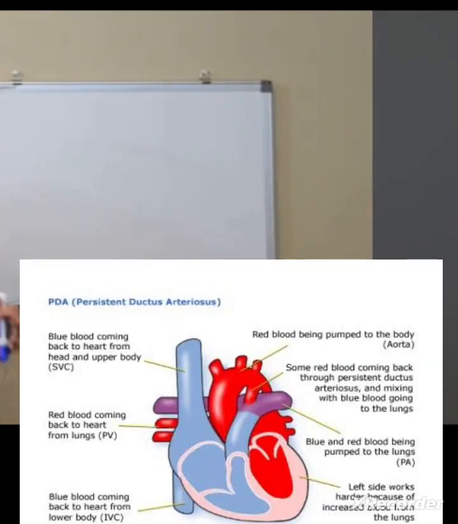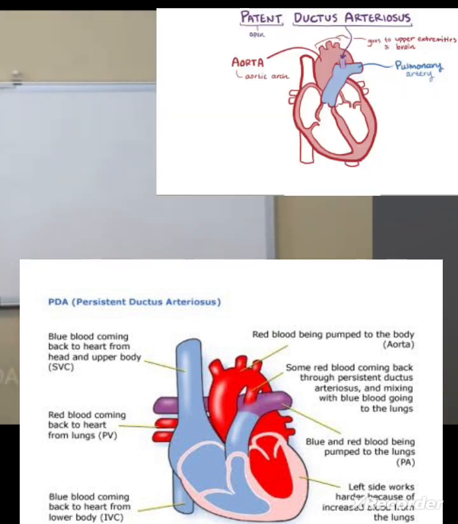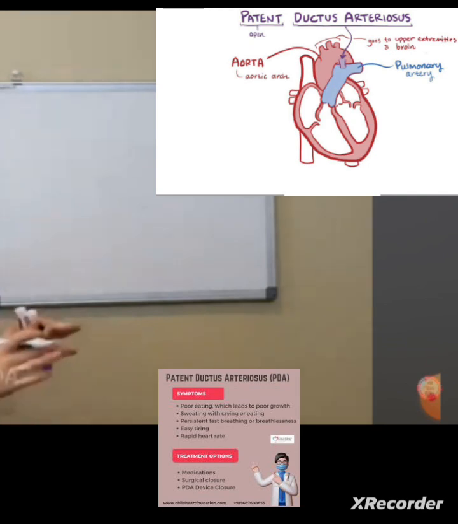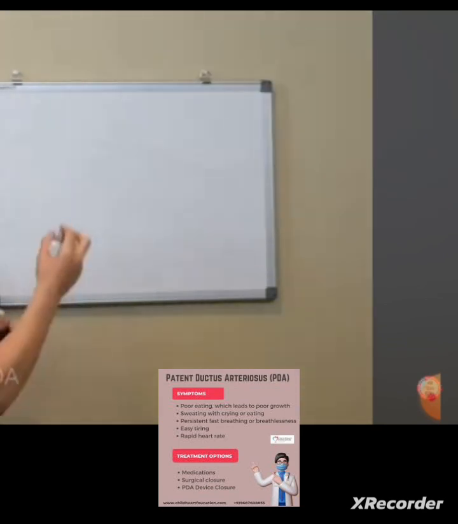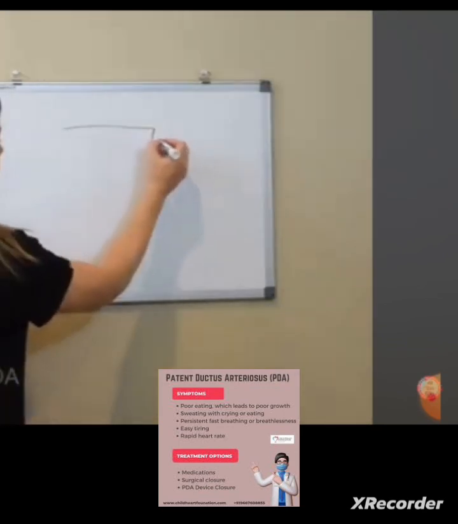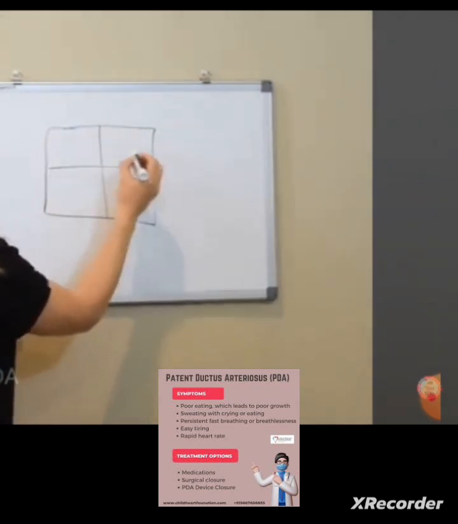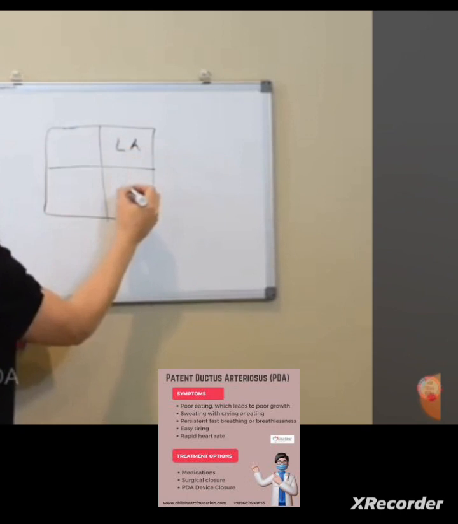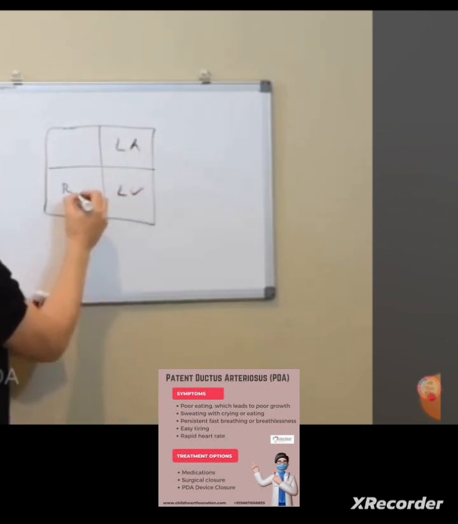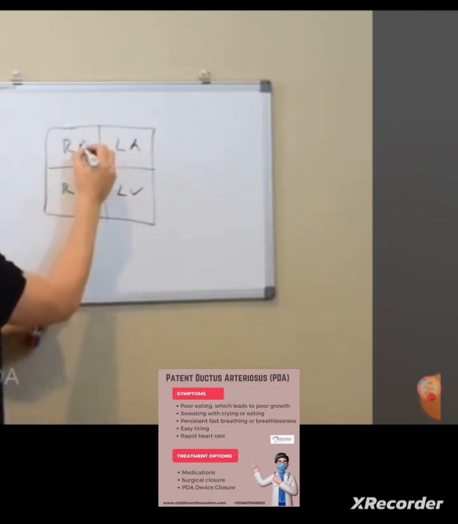So as usual, I'm going to draw the little box heart so that you can understand it really well. So first of all, let's go over a normal heart. Actually, a normal heart in utero, really. So remember, we have 4 chambers in the heart. So the left atrium, left ventricle, right atrium.